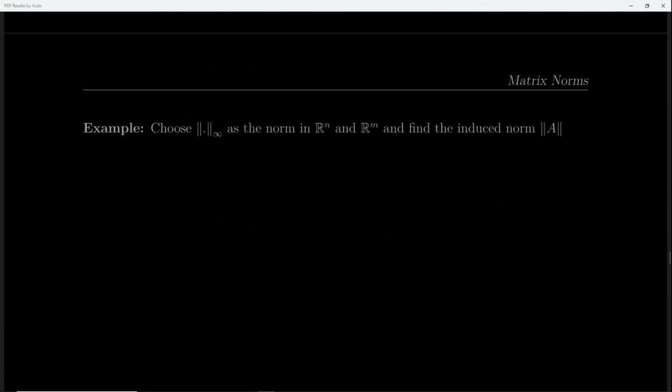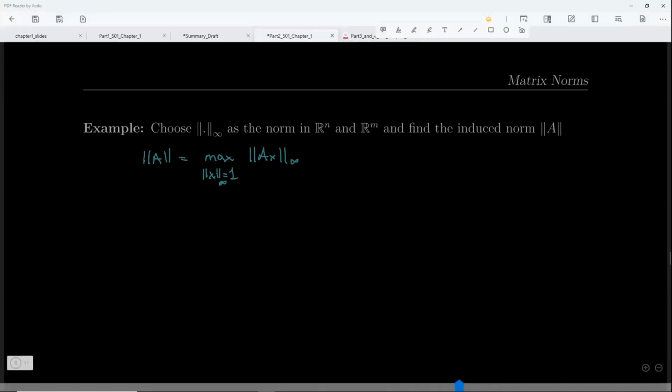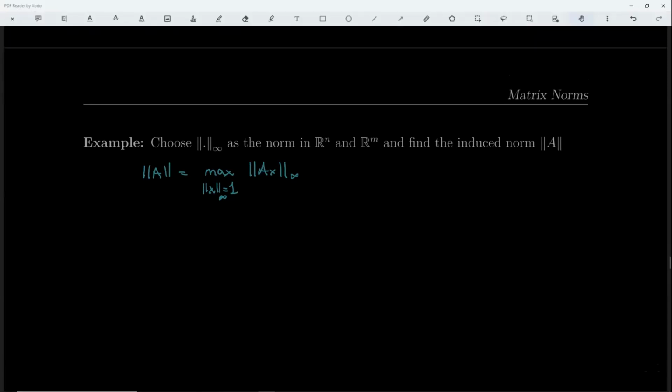Okay, so what we would like to do is this. We would like to find the maximum of this guy. So among all x with norm equals 1, but this is the infinity norm, we would like to maximize the infinity norm of AX. Okay. So in order to go into details of that guy, I will show you one example. Okay.